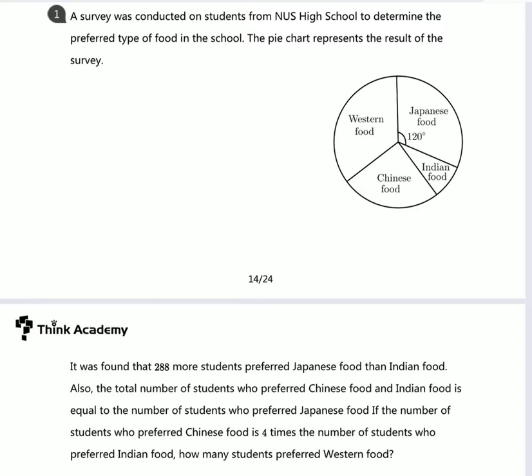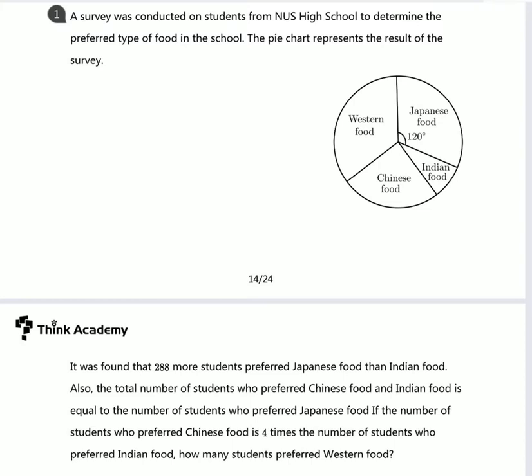Also, the total number of students who prefer Chinese food and Indian food is equal to the number of students who prefer Japanese food, if the number of students who prefer Chinese food is 4 times the number of students who prefer Indian food. How many students preferred Western food?